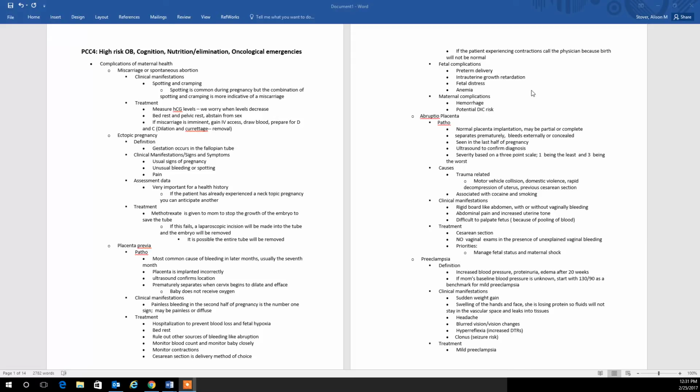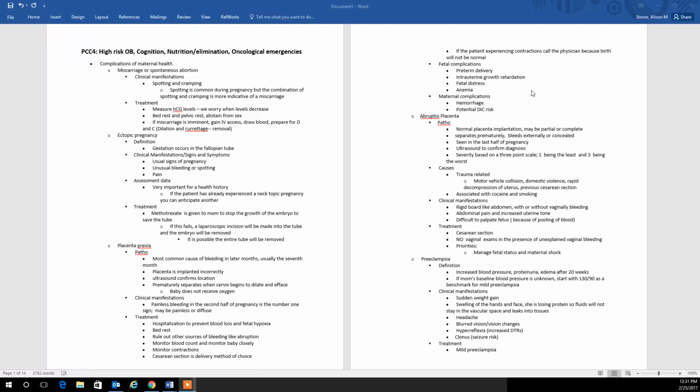Fetal complications include preterm delivery, intrauterine growth retardation, fetal distress and anemia. Maternal complications are hemorrhage and potential DIC. And also know that your pregnant patients are at increased risk for developing DIC.